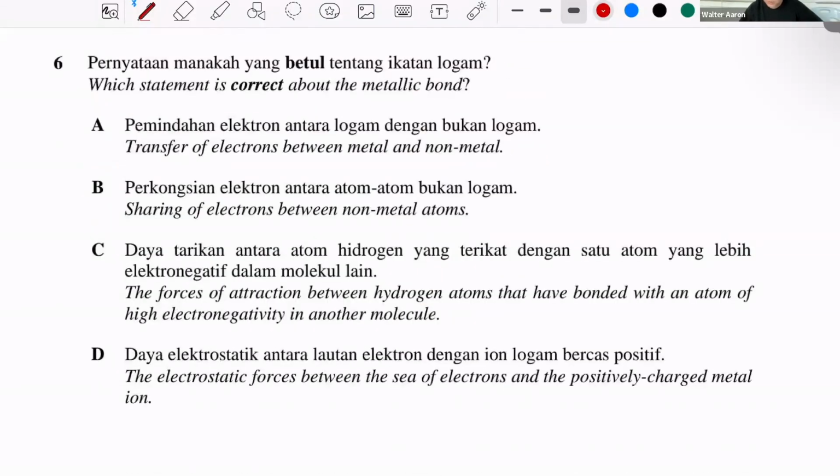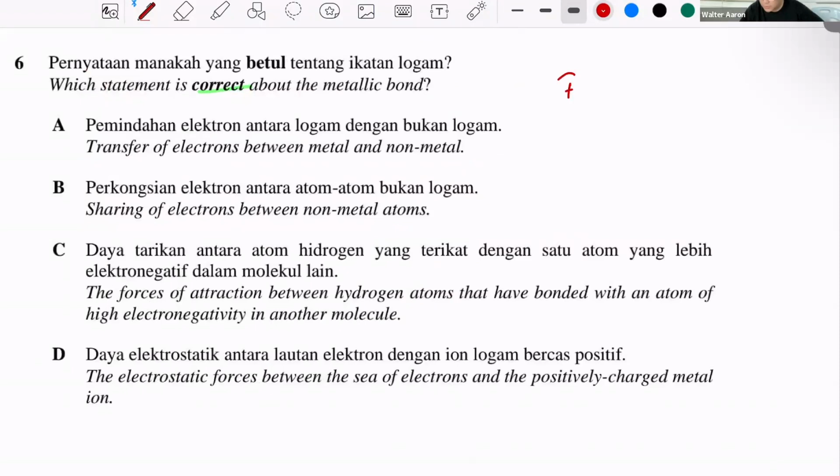For number 6, which statement is correct about metallic bond? Metallic bonding is usually when you have the ions of the metal arranged together in a regular structure. So what will happen here is, let me just draw that again.